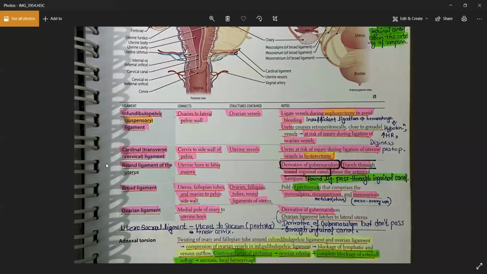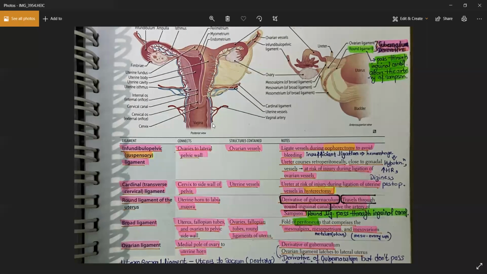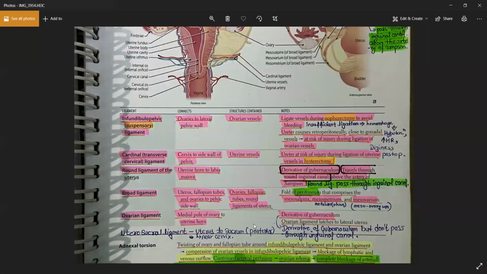The last ligament that is not shown here is the uterosacral ligament, and it connects the uterus with the posterior side. This ligament goes posteriorly, and it connects the uterus to the sacrum. The lower part of the uterus, which is near the cervix, is connected with the sacrum. You have one more ligament which is not shown here. Any doubt, please ask.